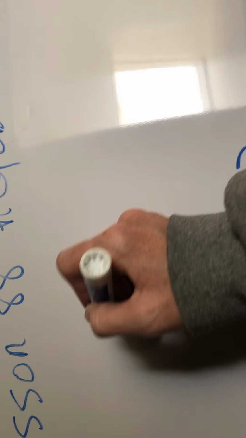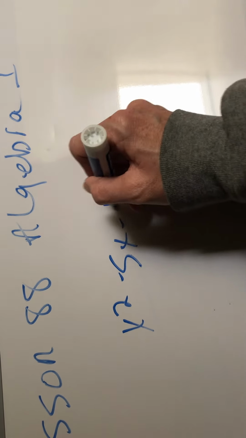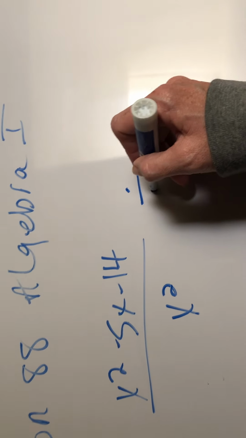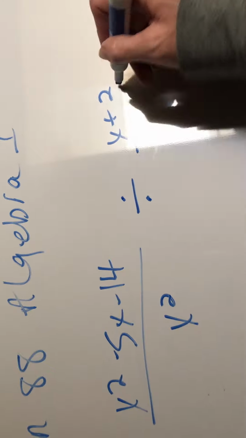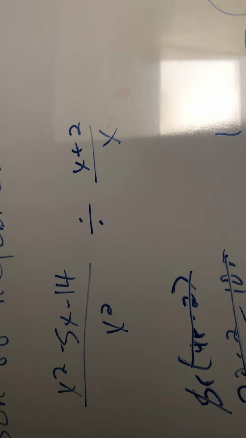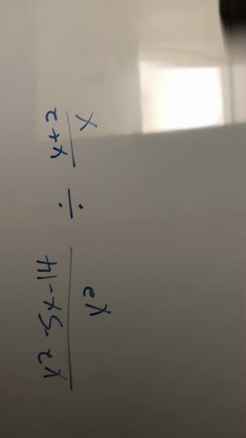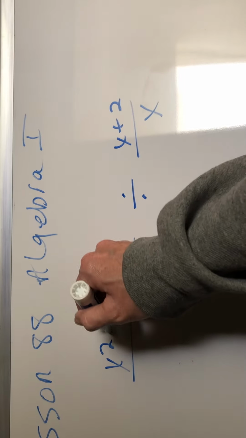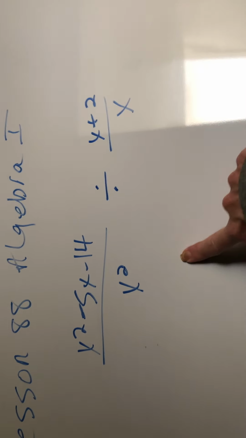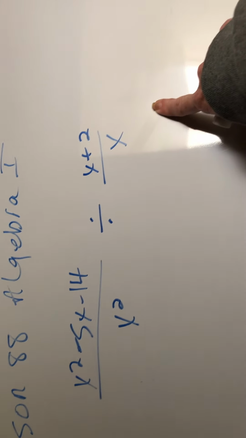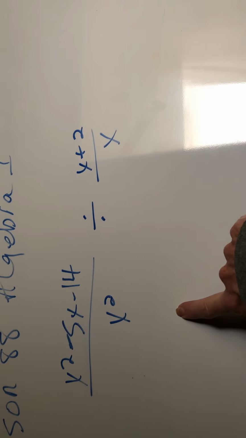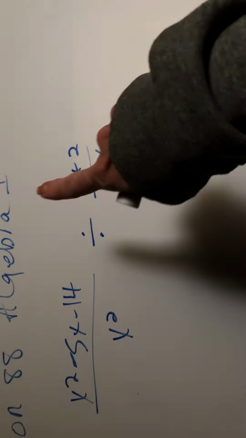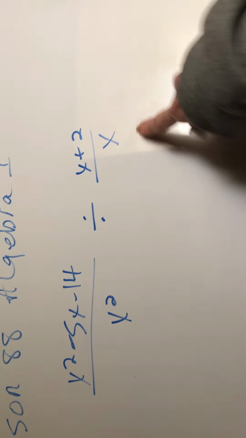Let's see. x squared minus 5x minus 14 over x squared divided by x plus 2 over x. Now, these are the ones like this where you try to get ahead of yourself and start crossing out the x squareds and crossing out the x's. You cannot do that. You cannot cross out these x squareds. You cannot cross out these x's. You've got to factor first. You've got to factor this x squared minus 5x minus 14. You've got to change this to multiplication and flip this one.